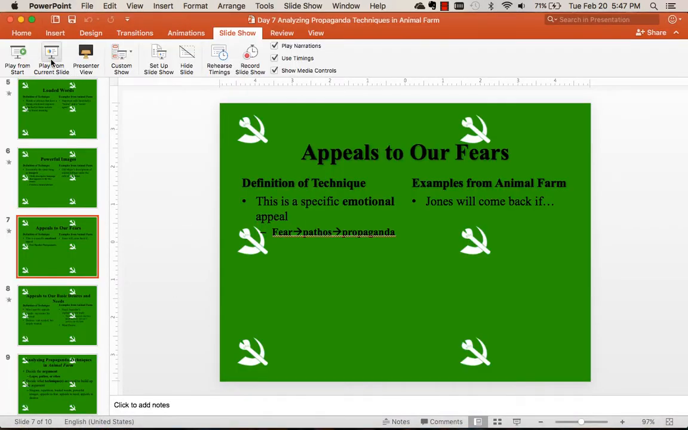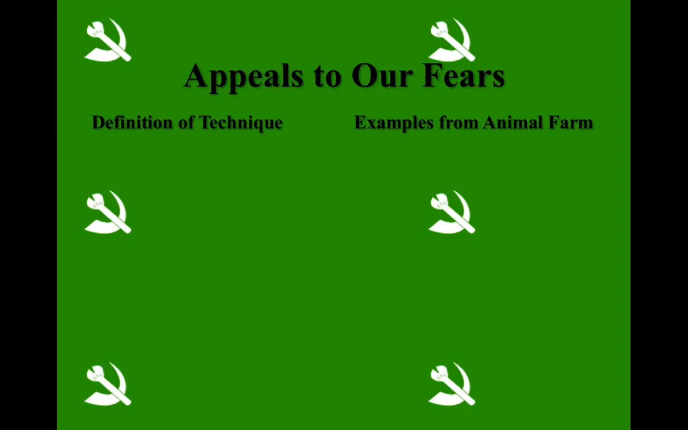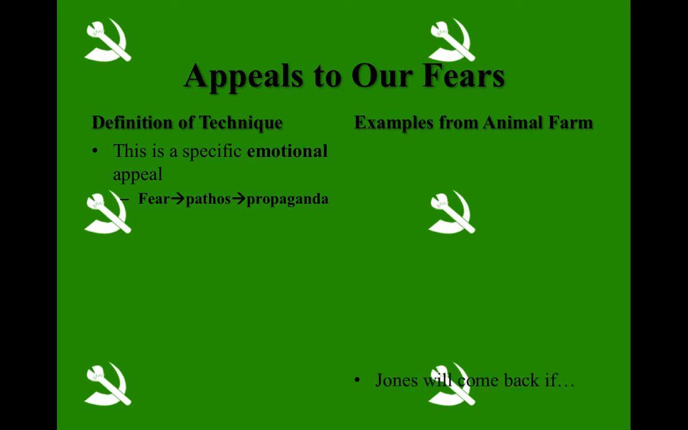With our appeals to our fears, this is an appeal to a specific emotion. So you're always dealing with pathos here. It's a specific emotional appeal. It's the fear that becomes the emotional propaganda. The main example from Animal Farm is Jones will come back if. The pigs use that: if you don't let us eat apples, or if you don't let us sleep in beds, whatever the case may be, Jones will come back if we don't get what we need.